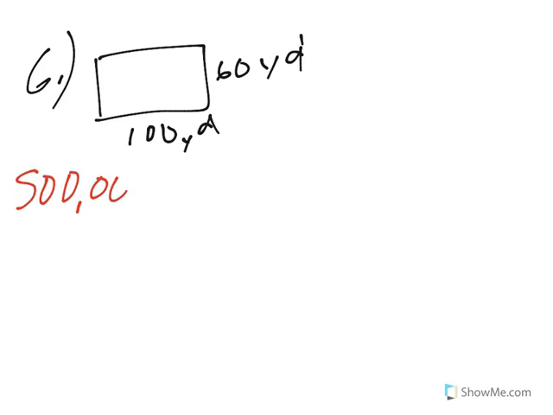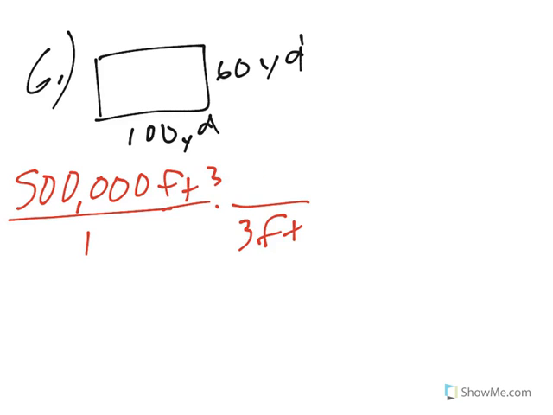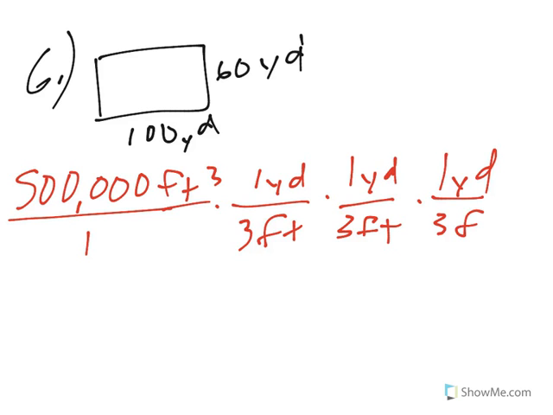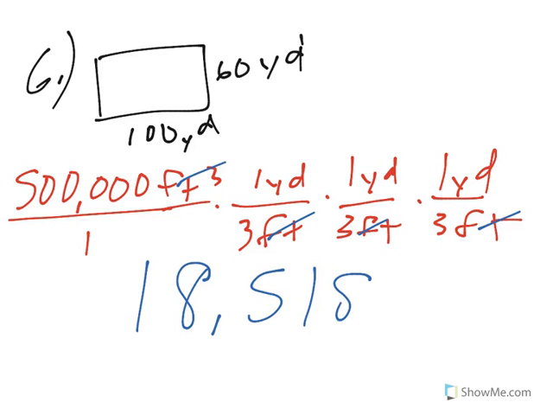We've got 500,000 cubic feet. So just like we did with number 5, 3 feet is a yard. There's 3 of them, so 3 feet's a yard. That's only 2. I need 1 more. 3 feet's a yard. That makes my feet cancel out. And when I take 500,000 divided by 27, I get approximately 18,518.52 cubic yards. So that's cubic yards of garbage.